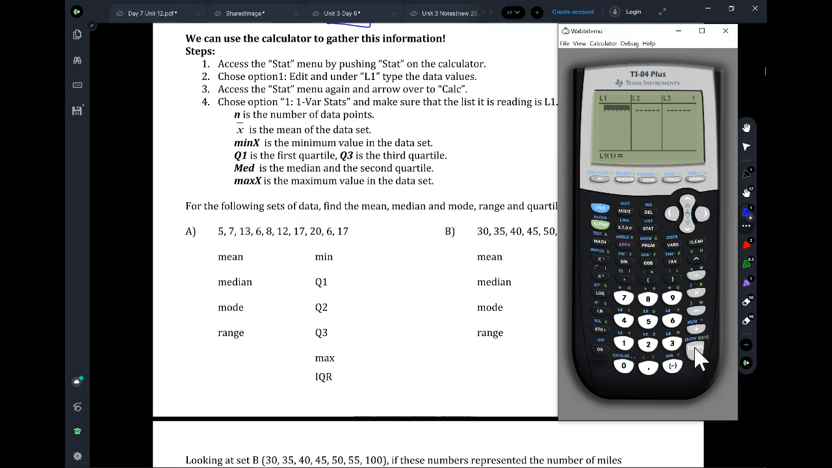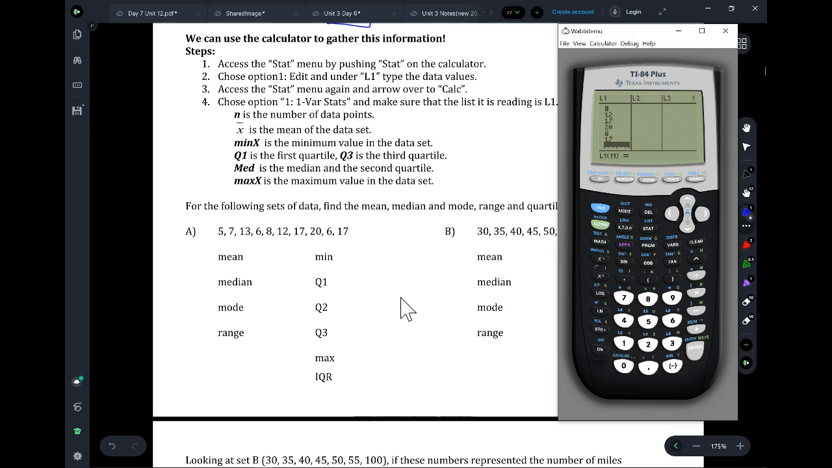So now that I have my list clear, in this column where that black bar is, I'm going to type my first data value, which in my list here is a 5. So I'm going to type 5 and then an enter, and that should put the 5 in that spot. Then 7, 13, and then 6, 8, 12, 17, 20, 6, and 17, enter. Okay, so I have all my digits typed in L1.